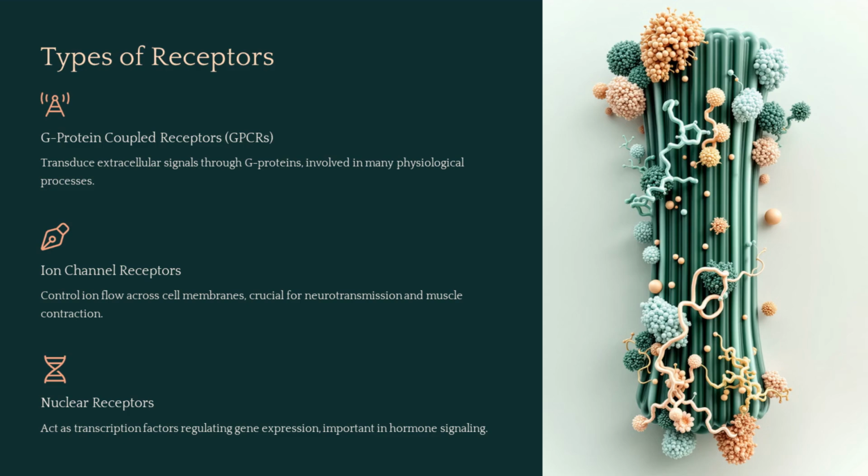Receptors are classified into G-protein coupled receptors, GPCRs, ion channel receptors, and nuclear receptors. GPCRs transduce extracellular signals through G-proteins, ion channel receptors control ion flow across cell membranes, and nuclear receptors act as transcription factors regulating gene expression.